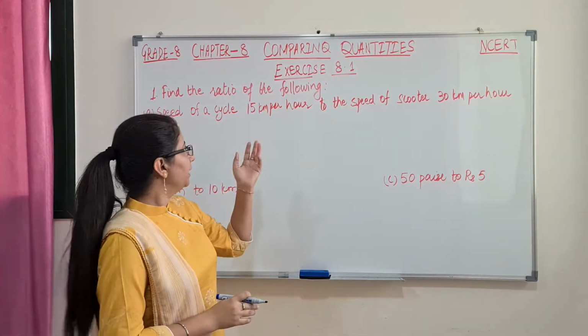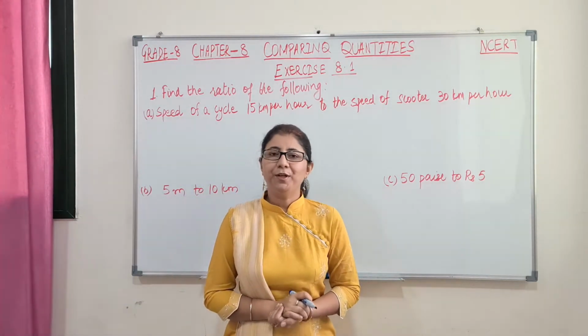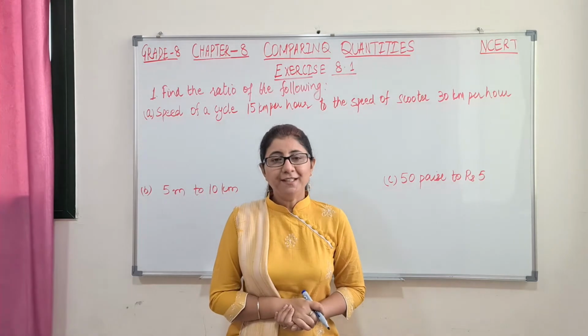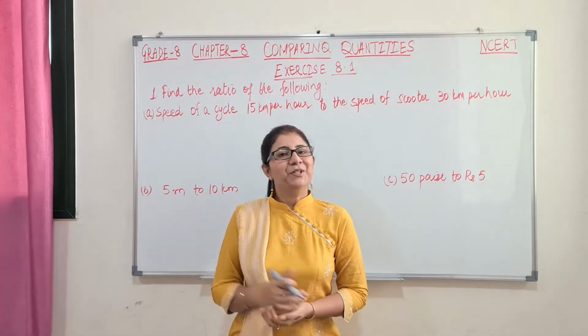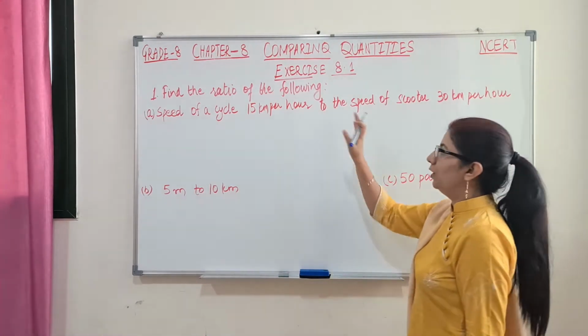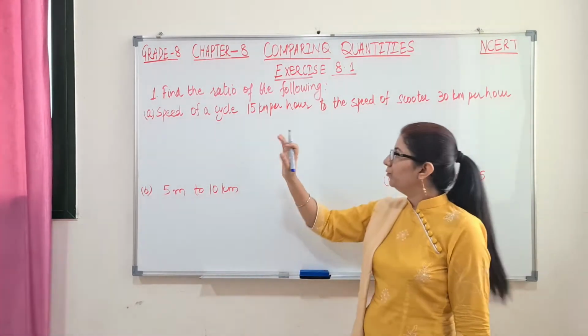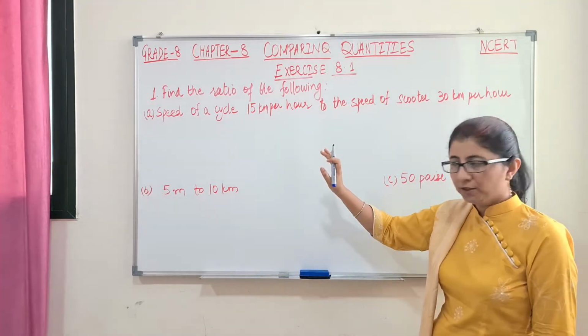Today we are going to start our first exercise of the chapter, that is exercise number 8.1 of chapter 8, that is comparing quantities. So let's get started. The first question is find the ratio of the following. That means we need to find the ratio of the two quantities given in the question.